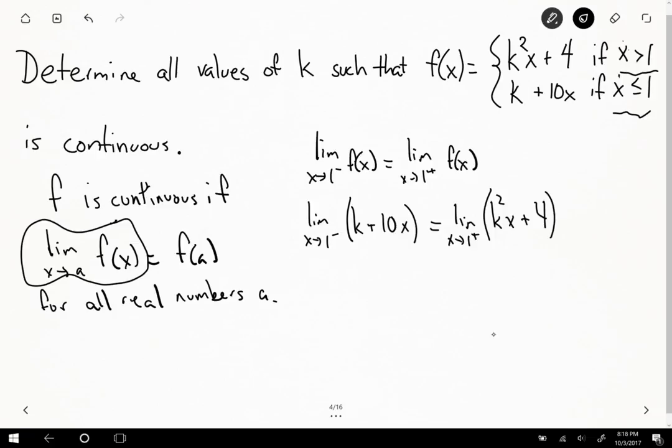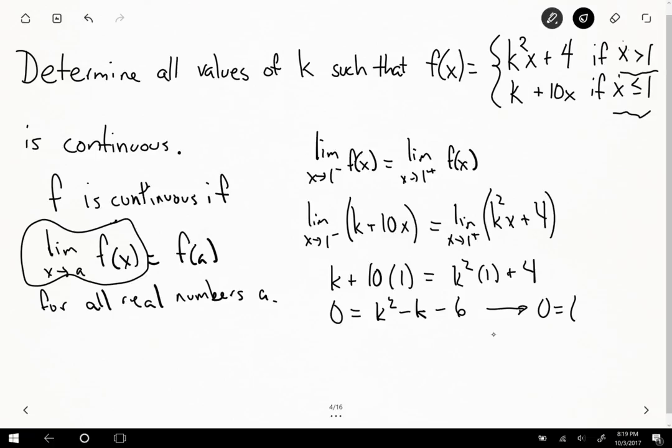Okay. So now, taking a look at this, what do we have? Well, we have k plus 10, we're just plugging in for x, times 1, equals k squared times 1 plus 4. Now, so we have k plus 10, we have a k squared, so notice we can write 0, we're solving for k now, equals k squared minus k, and then when we subtract 10 over, that'll be minus 6, I believe. Okay, so if you take a look at this, this can be factored.